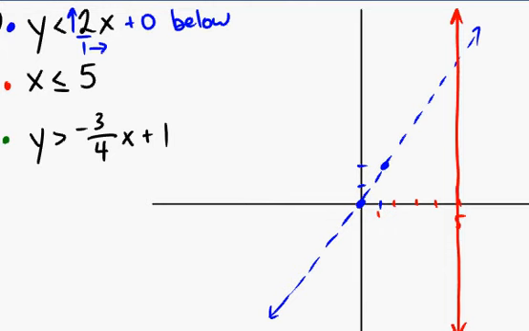Left, a la izquierda, or right, a la derecha. X is less than 5. Are the numbers less than 5 to the left or to the right? To the left. So so far we have below the blue, left of the red. The green.